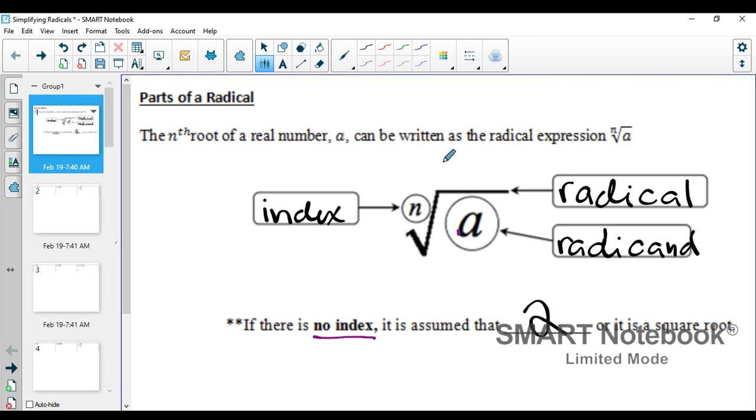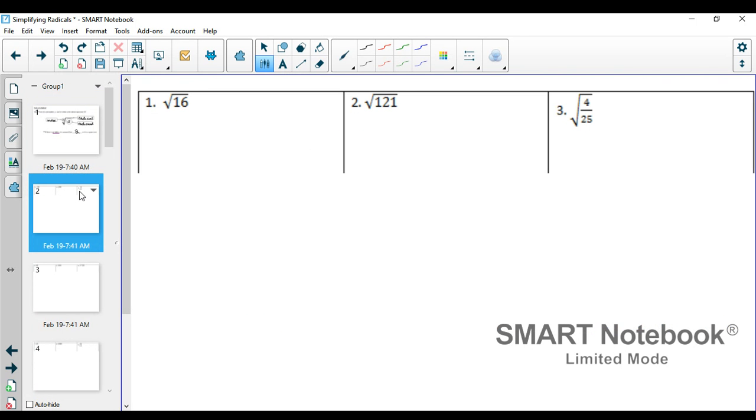All right, so let's do some simplifying of some radicals, which we've done off and on this year. So the square root of 16, we know this, it's plus or minus 4. And remember, you need the positive and the minus because negative 4 squared is also 16. So for 2, we have the square root of 121, which is plus or minus 11. And then the square root of 4 25ths is plus or minus 2 fifths. These are the easy ones, the ones that have whole number square roots. We're good to go.